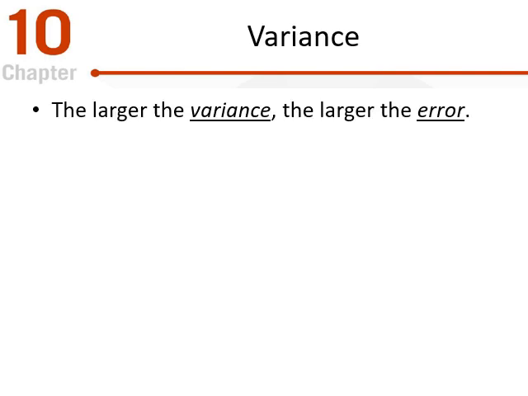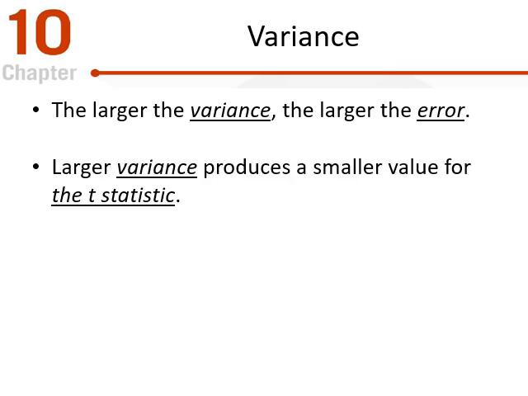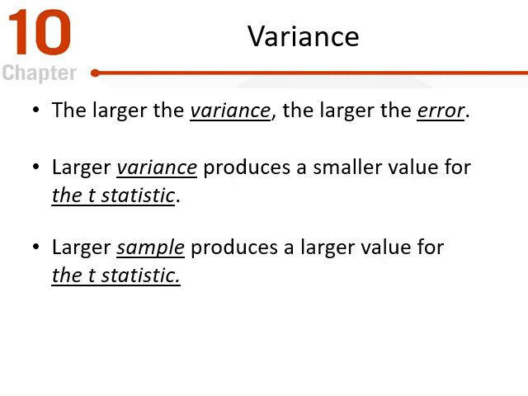Let's look at variance. The larger the variance, the larger the error, meaning that they're more spread apart, so the error is bigger. The larger variance also produces a smaller value for the t-statistic. However, a larger sample produces a larger value for the t-statistic.